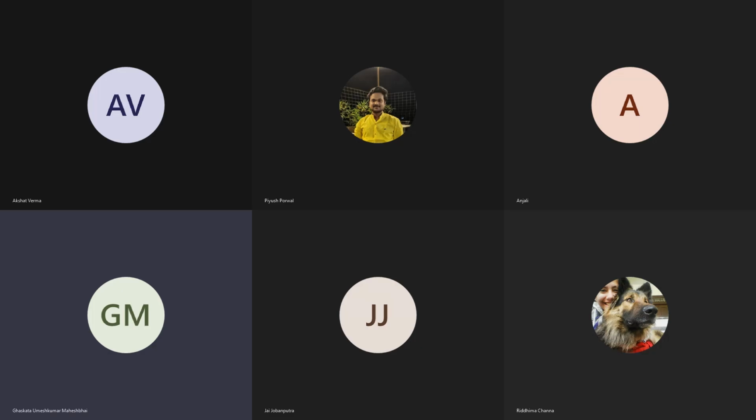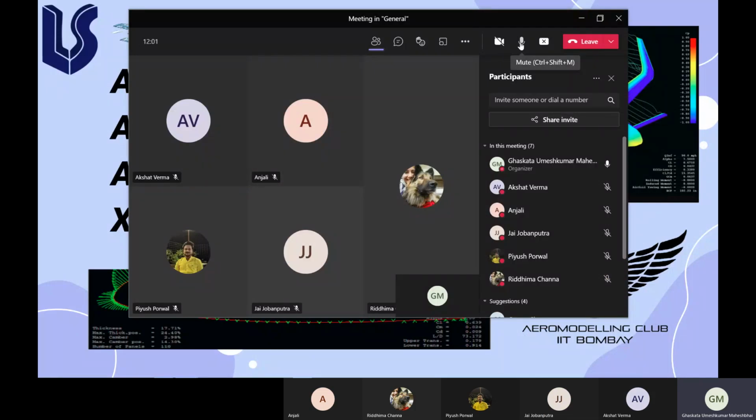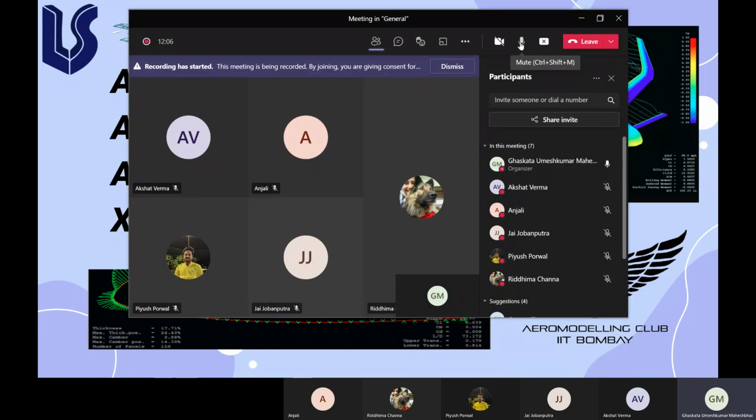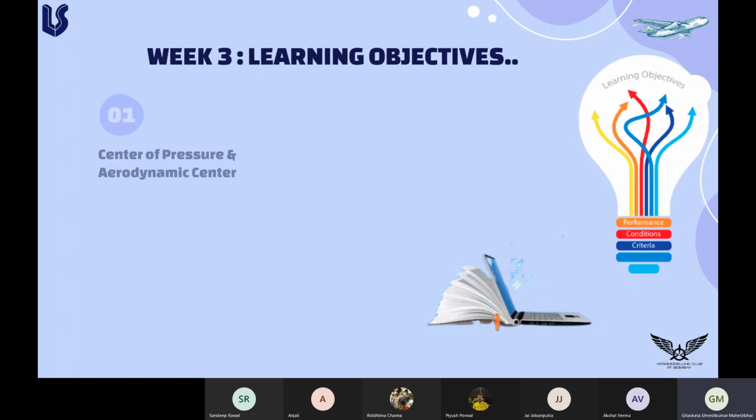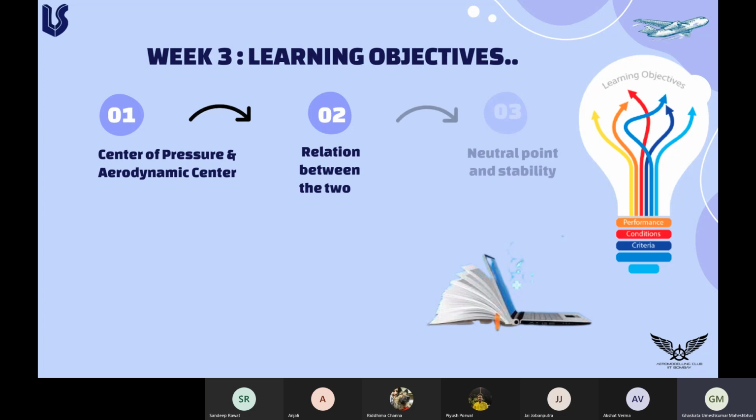Configuration and weight estimation. Today's lecture is dedicated to the stability of aircraft. But before that, we will go through some basic topics like center of pressure and aerodynamic center, the relation between the two points and neutral points, and why the tail is important to increase stability.